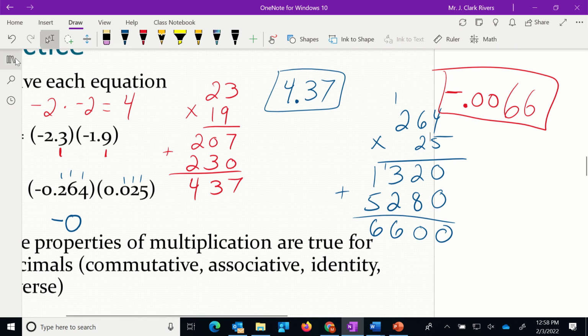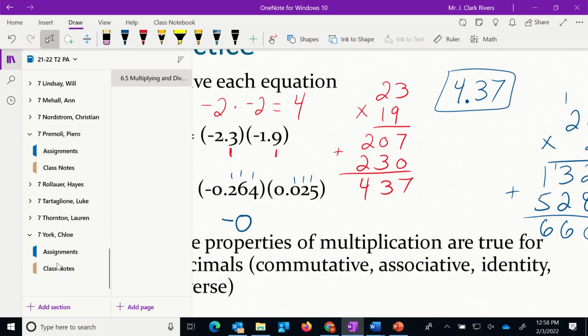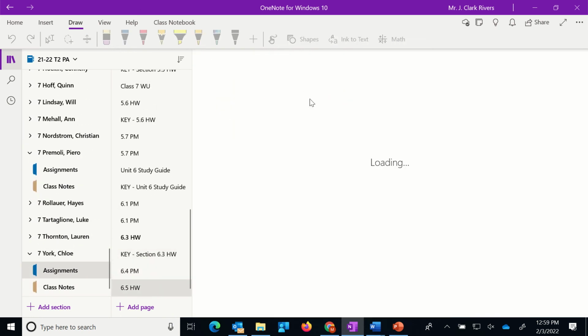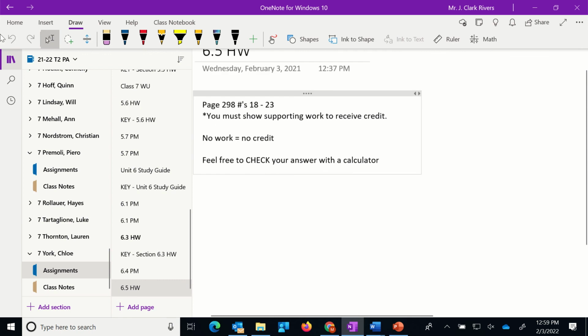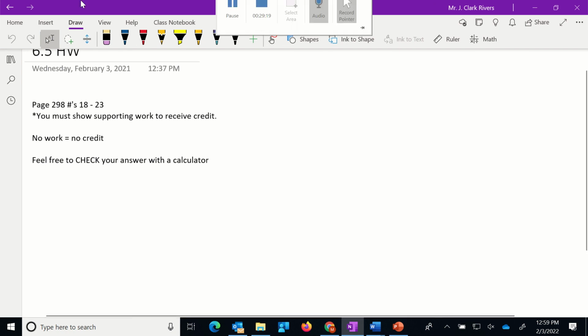Okay, your homework is from the book tonight. It's only 6 problems. I think I just sent it your way. Let me double check. I did. Book page 298, numbers 18 through 23. That's a total of 6 problems. You must show supporting work to receive credit. No work equals no credit. Feel free to check your answers with a calculator. I need to see supporting work. I know you can use a calculator, so if you don't show supporting work, you're not going to get credit.